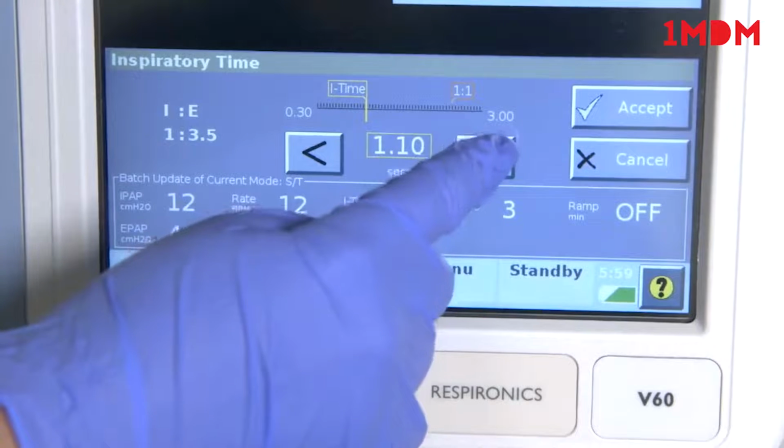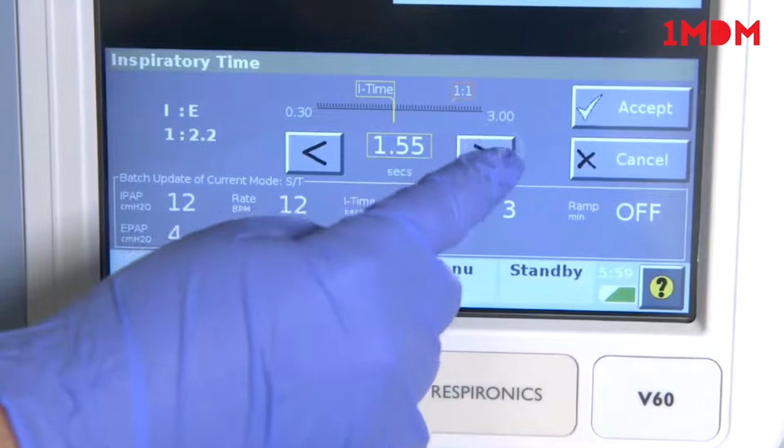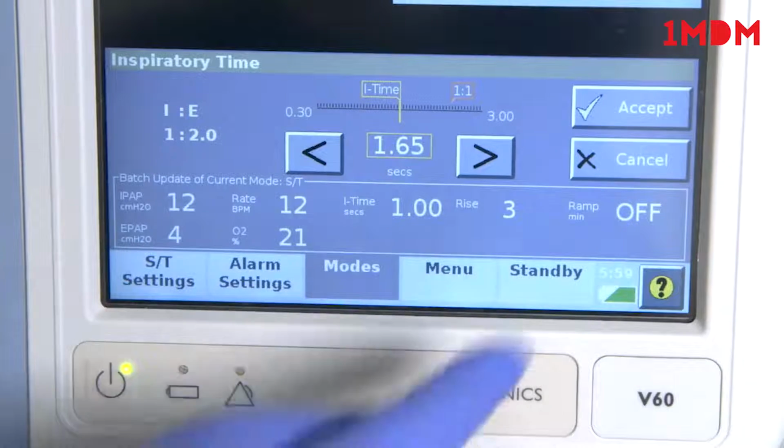This is the time you're allowing the patient to inspire during the cycle. Changing the inspiration time will alter the I to E ratio. We generally set a 1:2 ratio for patients.